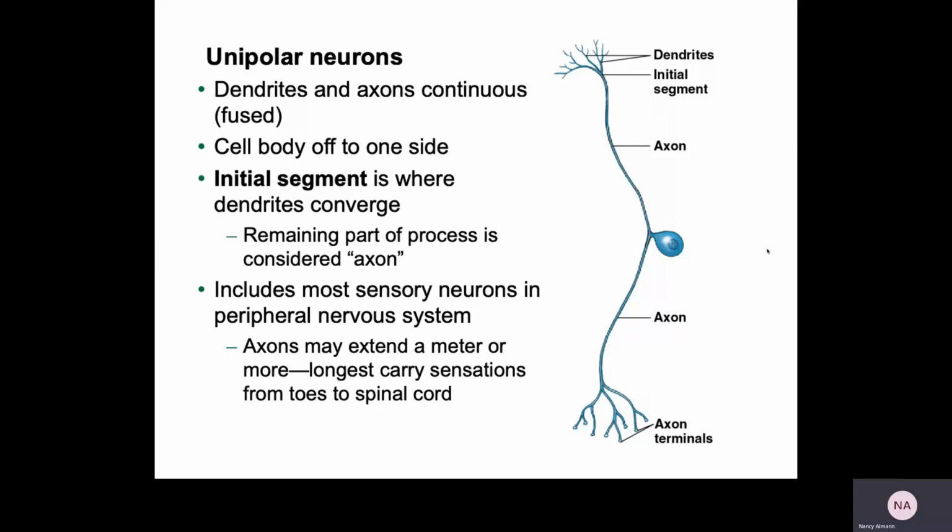This will be most sensory neurons in the peripheral nervous system. Some of these axons may actually be a meter or longer. If you think about getting sensory input from one of those basketball players who's 7.5 feet tall, they have to have axons that are running up their lower extremity and reaching up towards the spinal cord. So sure enough, axons may extend a meter or more. The longest carry sensations from your toes up to the spinal cord. Pretty cool, huh?